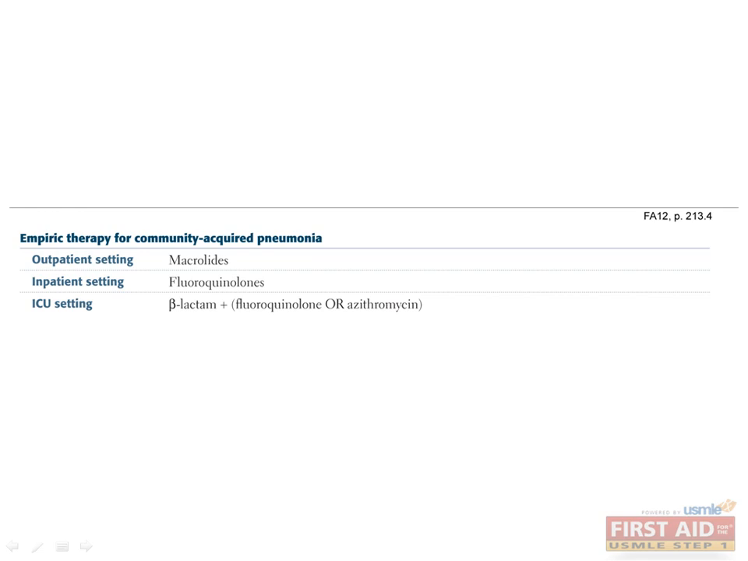There are different drugs that can be used for empiric treatment of community-acquired pneumonia, depending on which setting you are in. As an outpatient, give macrolide therapy. Inpatient settings require fluoroquinolones, and in the ICU setting, patients should receive a beta-lactam drug in addition to fluoroquinolone or azithromycin.